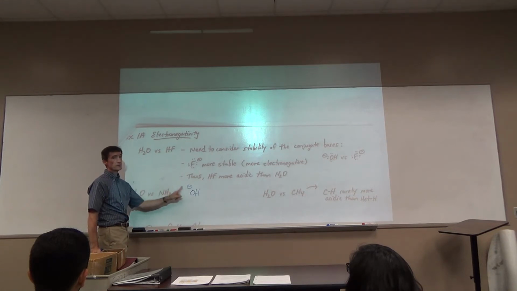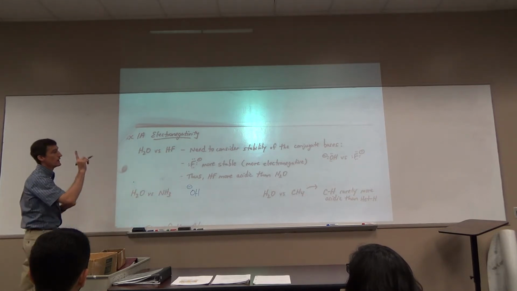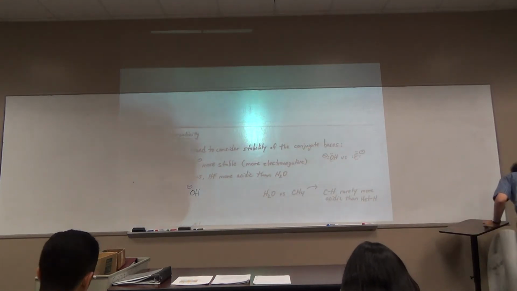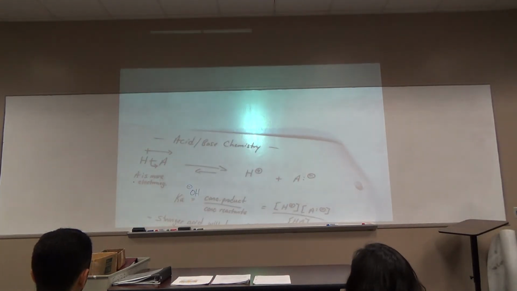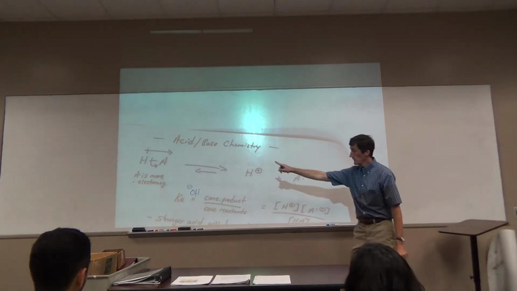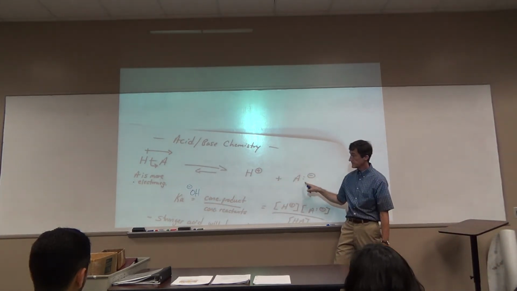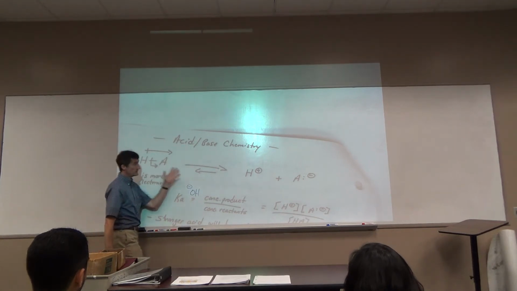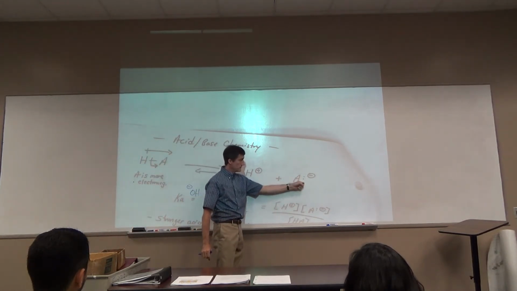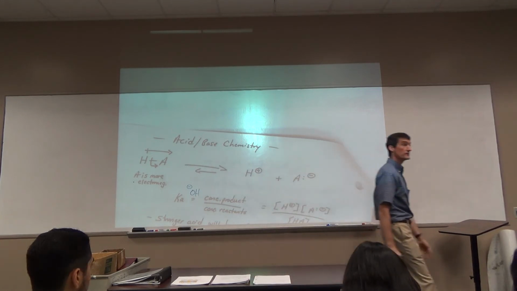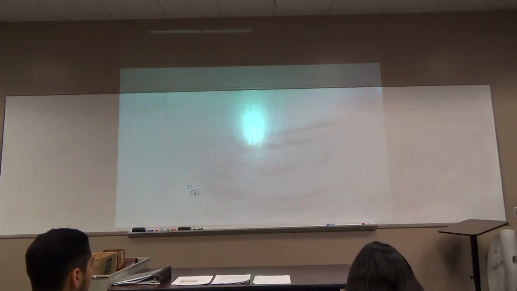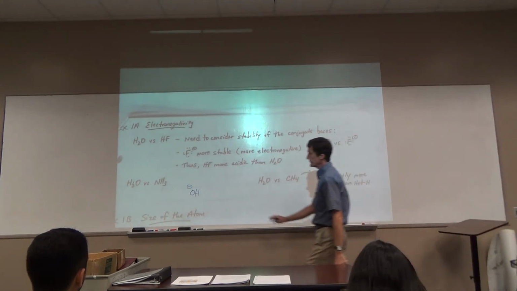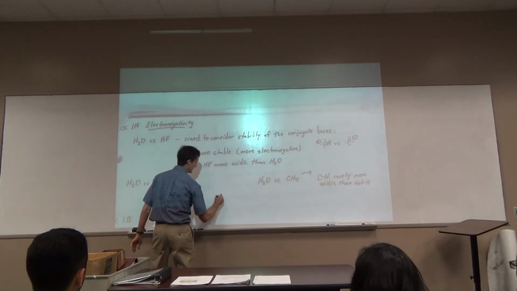Now maybe for water you could, but what if I changed it up? You need to go back and look at your reaction. This is the conjugate base. When this gives up the proton, that's what's left. That's the conjugate base, correct? When water gives up a proton, it forms this. When ammonia gives up a proton, it forms what?